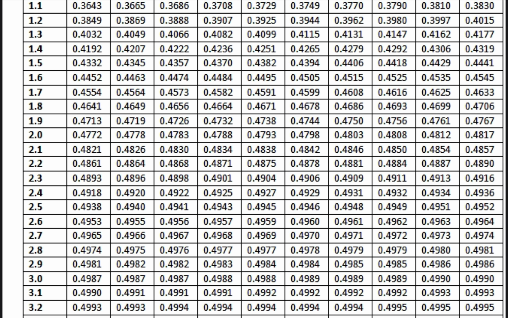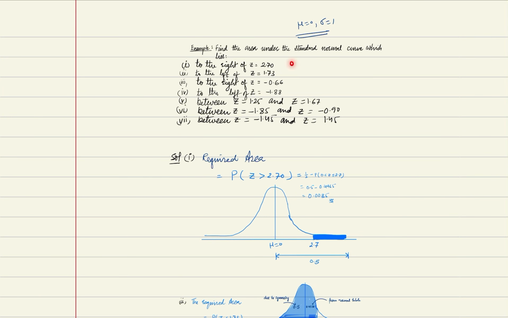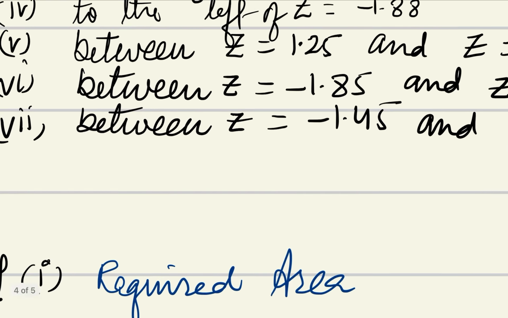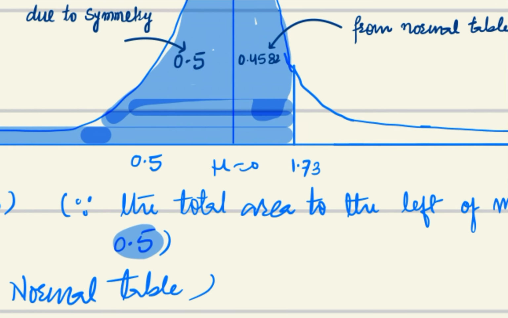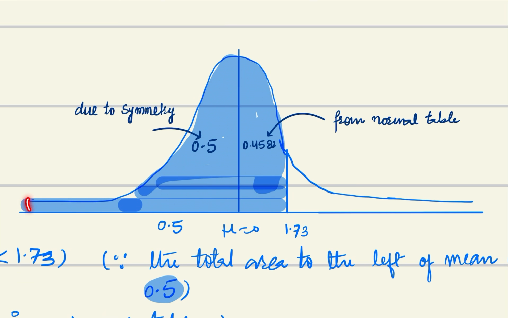So in this way we calculated, put this value here from the table and subtract this from here, so you will get 0.0035. So this is the area of this region, right? So this was the answer of the first question. Similarly, you can check the second one. To the left of 1.73, to the left of 1.73 देखने हैं. Now to the left of 1.73, so this is 1.73. हमें ये वाला एरिया निकालना है टोटल, यहाँ से यहाँ तक का.